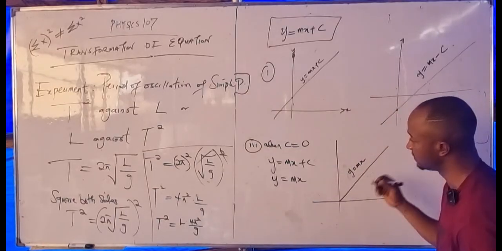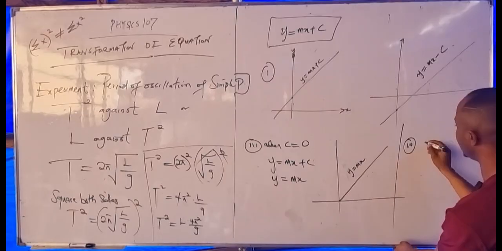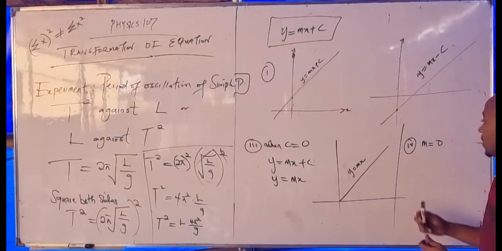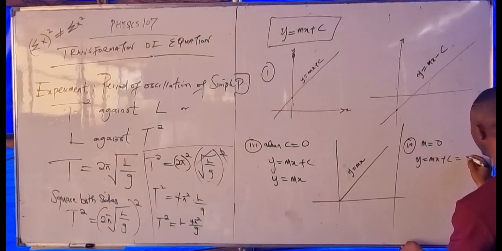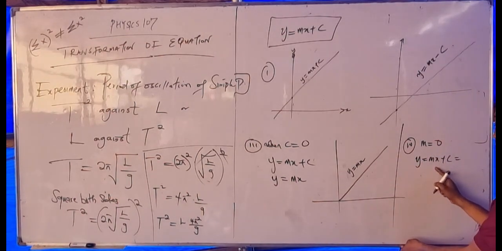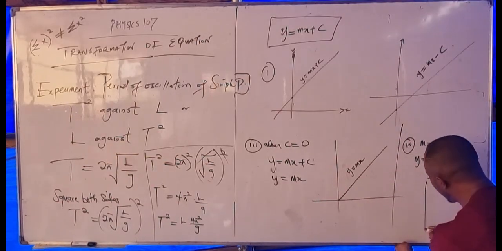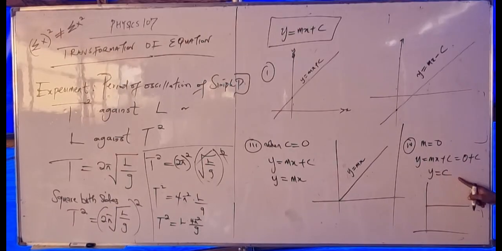If I have another graph, number 4, when M equals 0, meaning there's no slope. From here, y equals mx plus c. What is 0 times x? 0. 0 plus c is c. So y equals c. Such a kind of graph will be of this kind. It means that my intercept is on the Y axis.